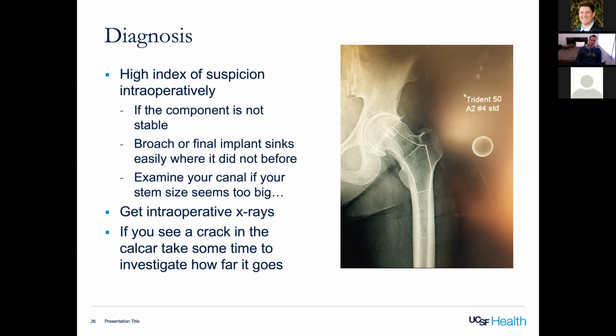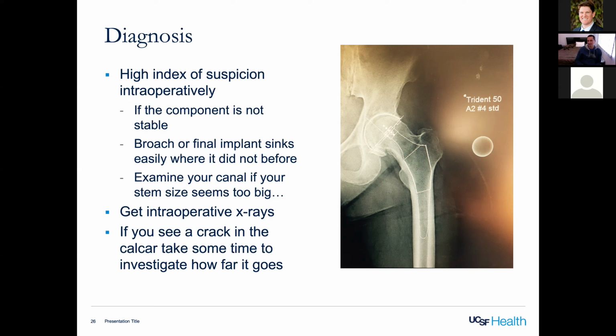And then also examine your canal very carefully if your broaching just seems to be a little bit out of range with where your component templating was, because that can be a clue that you are broaching in the wrong direction in a really bad way. What you want to avoid is getting the really bad PACU x-ray that just makes your heart sink, right? If you don't normally take intraoperative x-rays, I think everyone, Jeff and I included, take intraoperative x-rays for almost everybody.